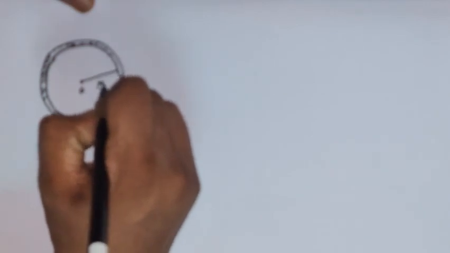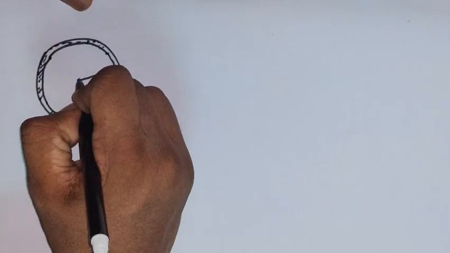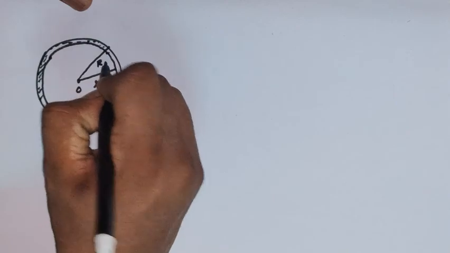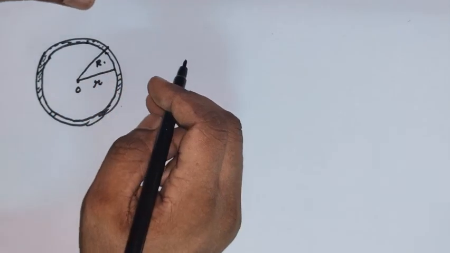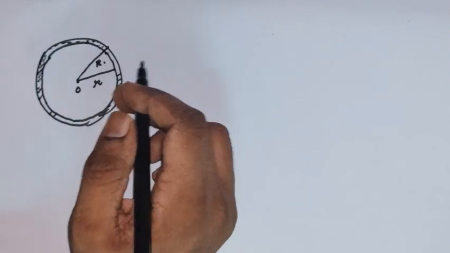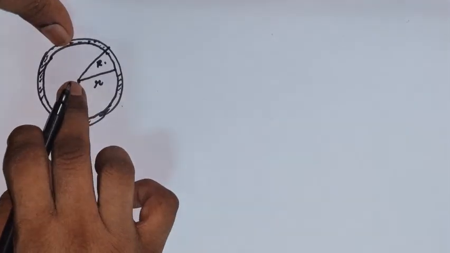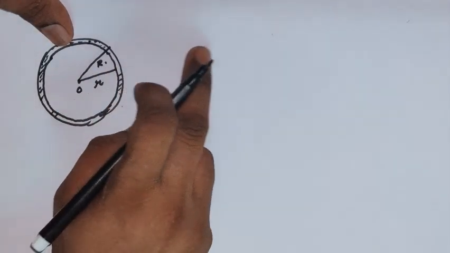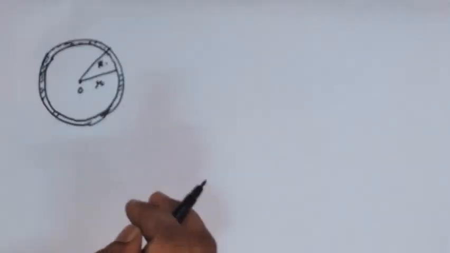This is the center of the sphere, that will be 0. The inner radius you can take as small r, and the outer radius you can call capital R. We need to find the electric field due to the sphere, and how it varies from the center up to infinite distance.